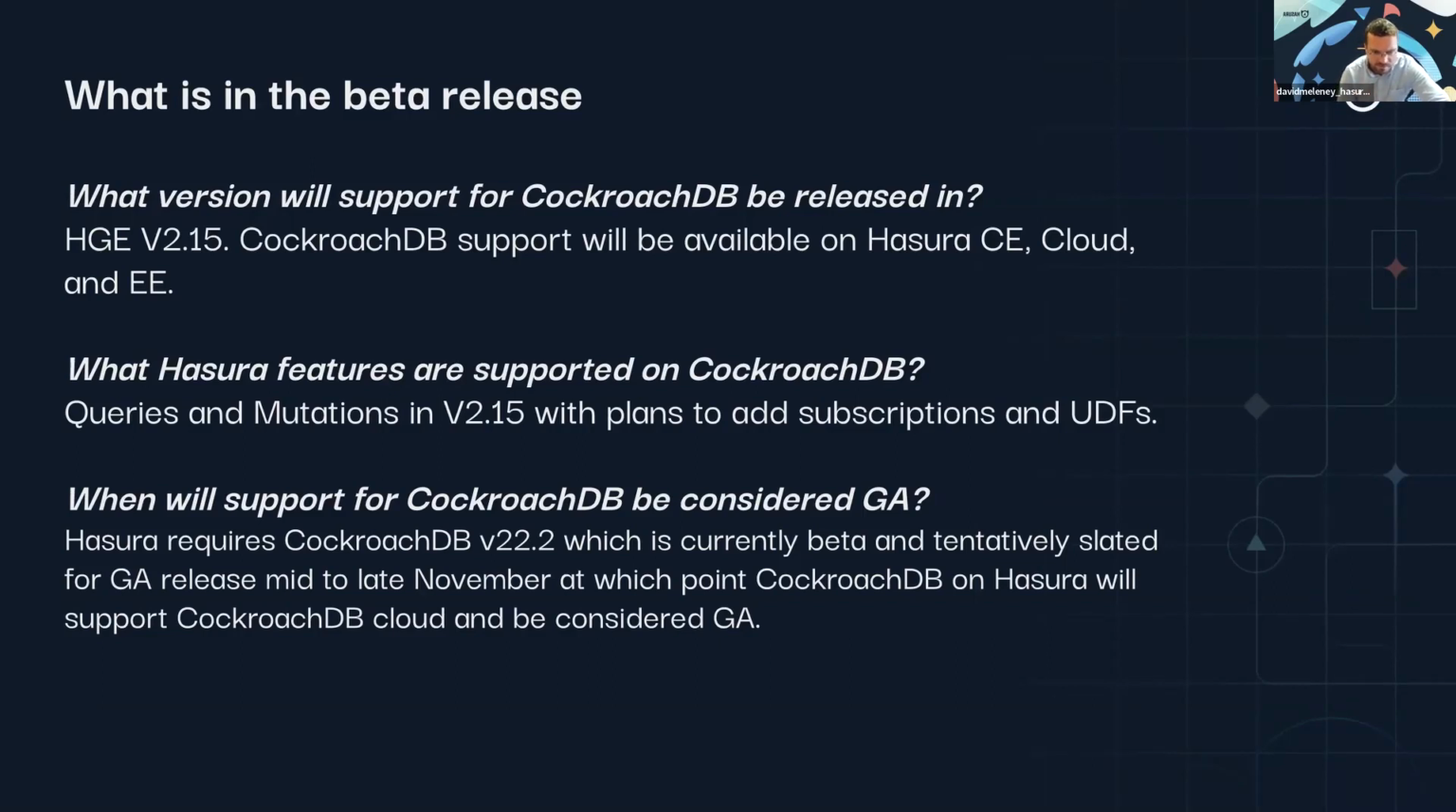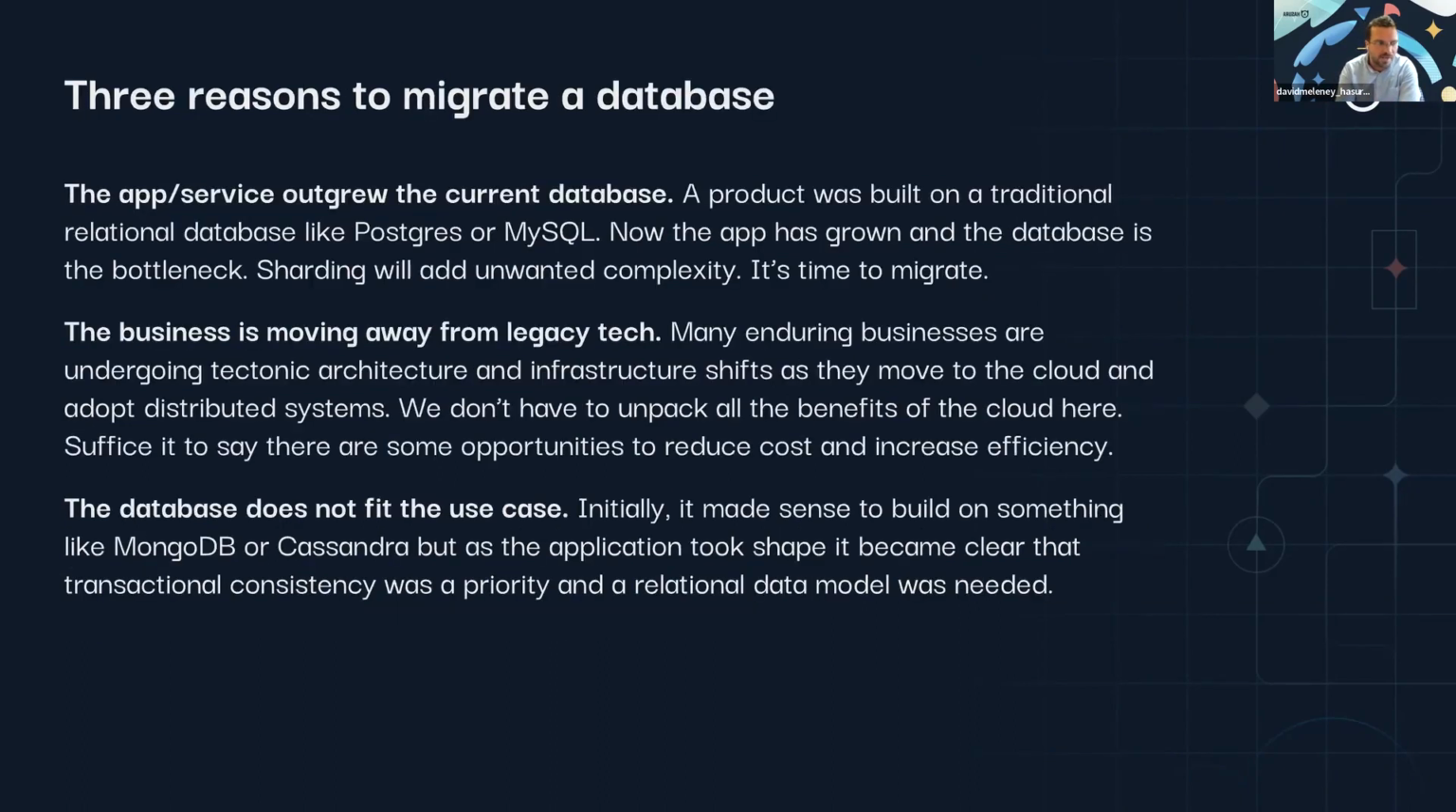The reason why it's in beta right now is it is new, but also the minimum version requirement for Cockroach DB is version 22.2, which is currently their beta, and it's tentatively scheduled for mid to late November, at which point we're hoping to switch our integration to GA. And as I said, between now and then, we're looking to add subscriptions and UDFs, as well as get as much feedback as we can from the field about how people plan on using Hasura with Cockroach DB as a distributed database, and how they're going to pair Hasura with the distributed nature of Cockroach DB.